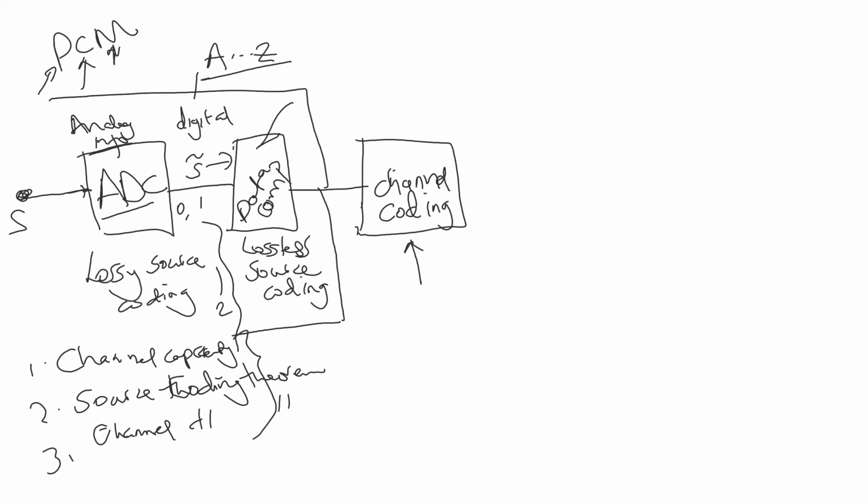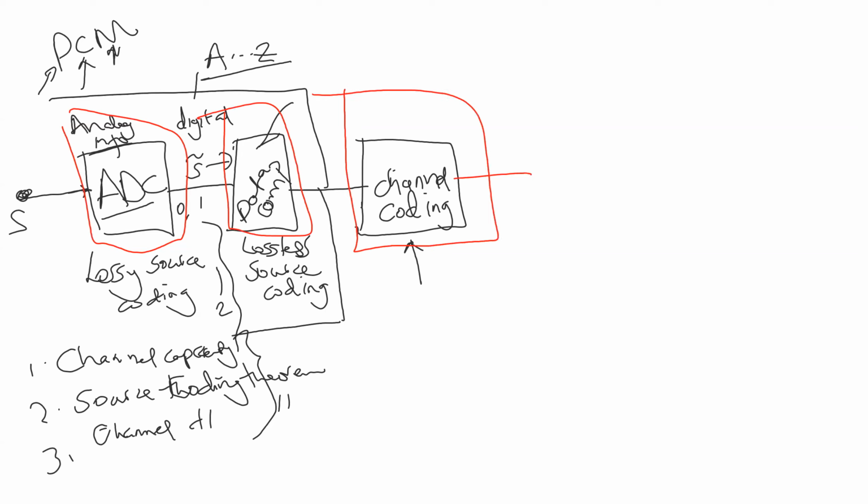So anyway, that was ADC. This was data compression. Now we are going to look at channel coding. And then from channel coding, we would be looking at digital comms, digital modulation.